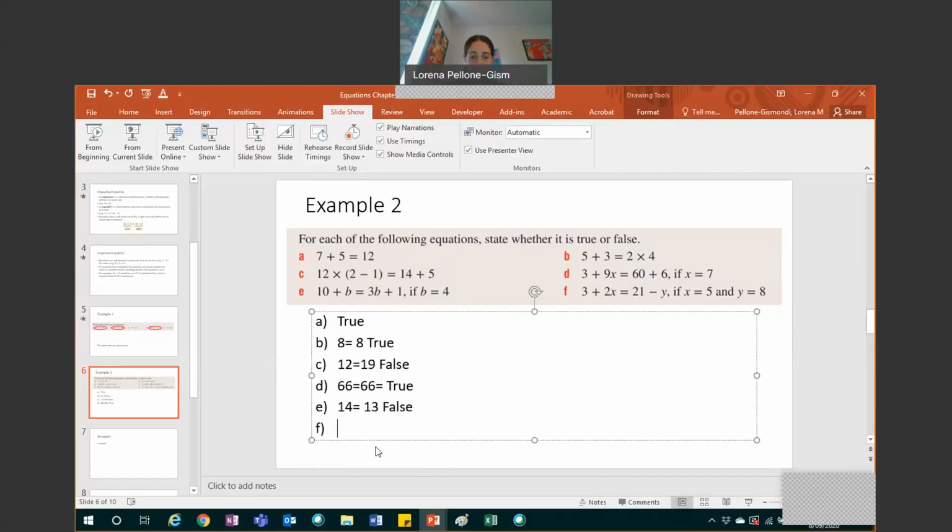F, we're going to simply do the same thing. 3 plus 2x equals 21 minus y. Now what we're doing is replacing the x with 5, and replacing the y with 8. So 21 minus 8 is 13. 2 times 5 is 10, plus 3 is 13, and that is true.